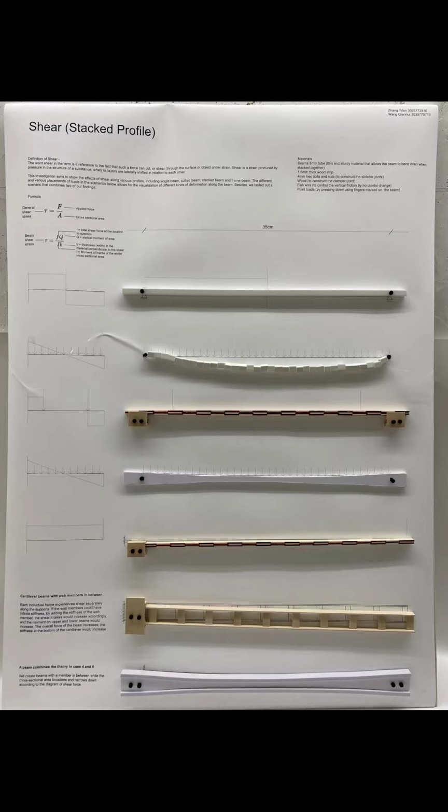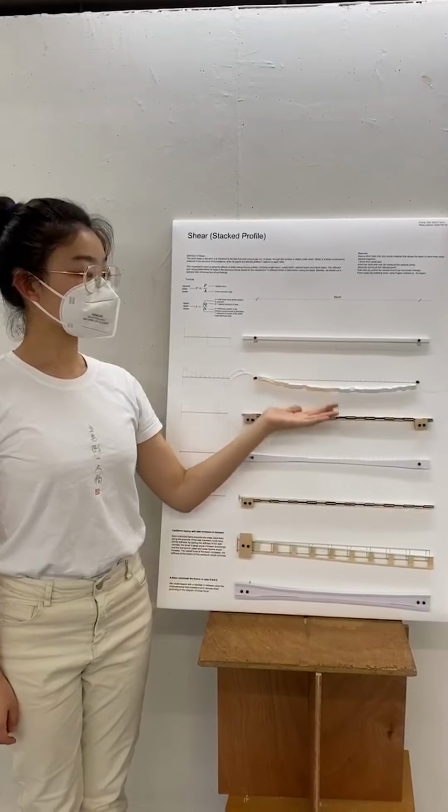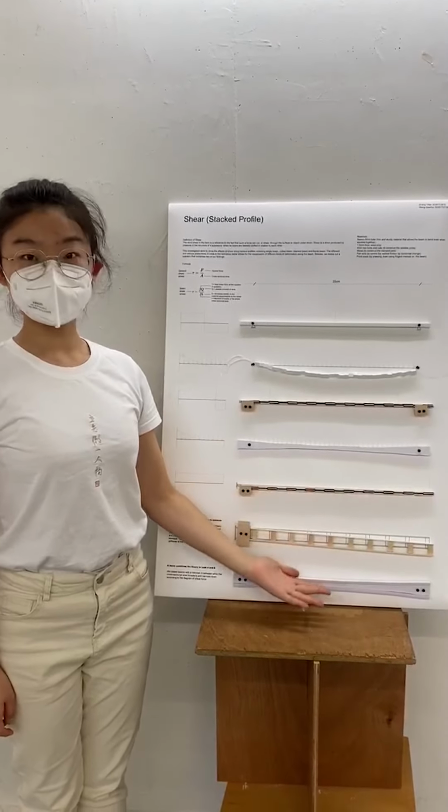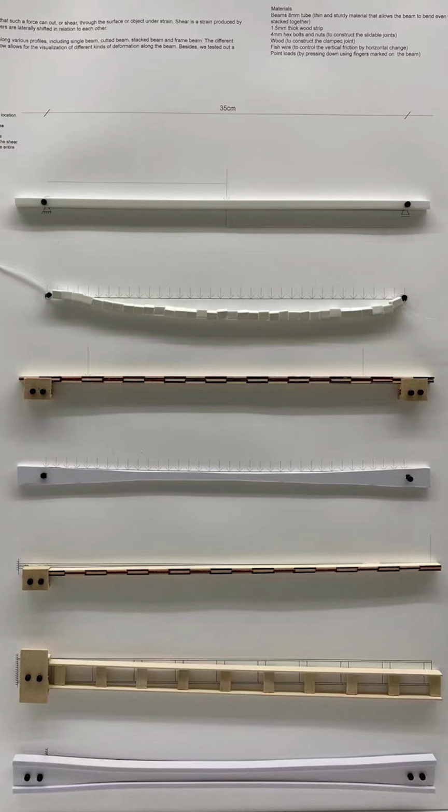Hello everyone, this is group 14, shear, stacked profiles. Shear is a strain produced by pressure in the structure of a substance when its layers are laterally shifted in relation to each other. This investigation aims to show the effects of shear along various profiles, including single beam, cutted beam, stacked beam, and frame beam. Besides, we tested out a scenario that combines two of our findings together.